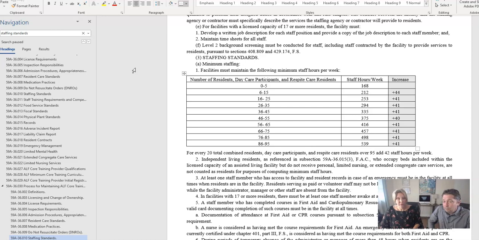The first increase is 44 hours. After that, if you look, most of them are 41, except for when you get to that 46 through 55 range, and that's a 40-hour increase. So we made a little cheat sheet on the side for the increase. So I would memorize as much as you can on those.